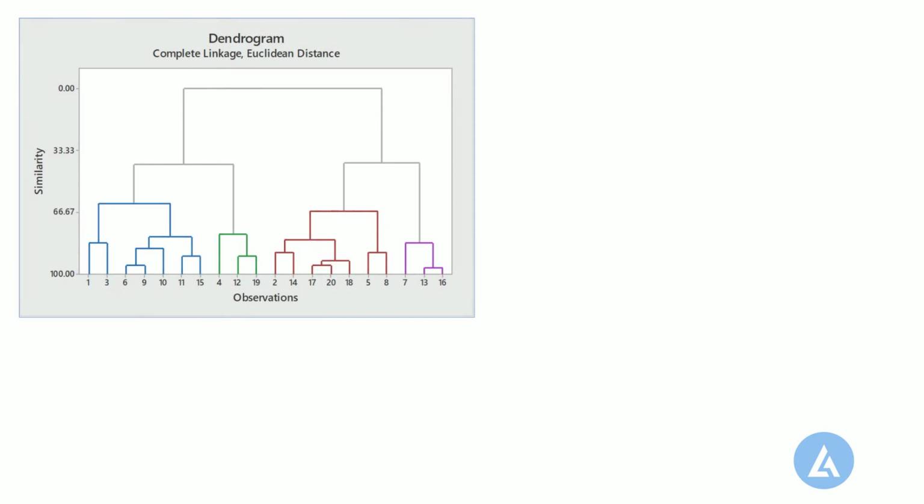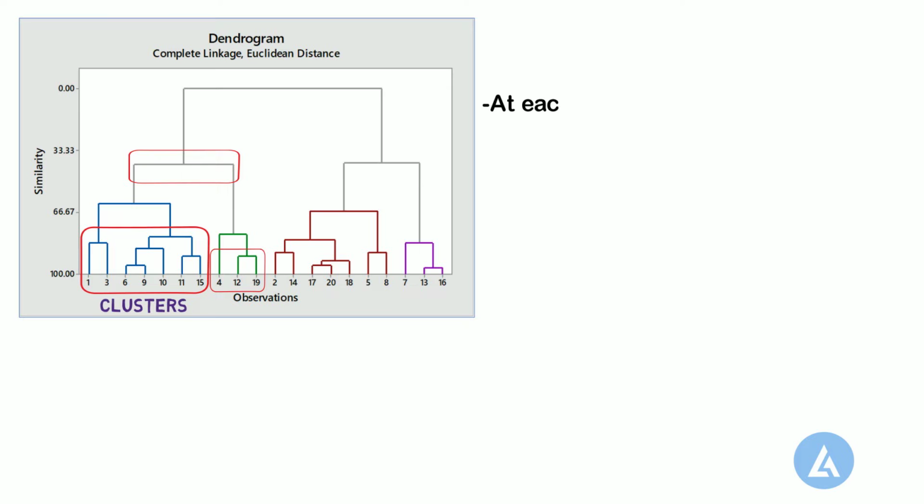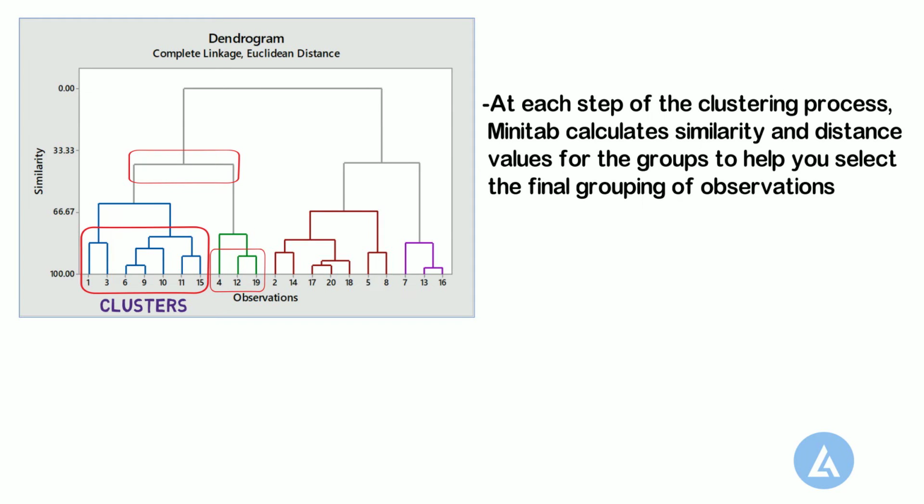Cluster observations analysis uses a hierarchical procedure to form the groups. At each step, 2 groups are joined until only one group contains all the observations at the final step. These are also called clusters. At each step of the clustering process, Minitab calculates similarity and distance values for the groups. That helps you in selecting the final grouping of observations. You can also display a dendrogram to visualize the grouping results at each step.